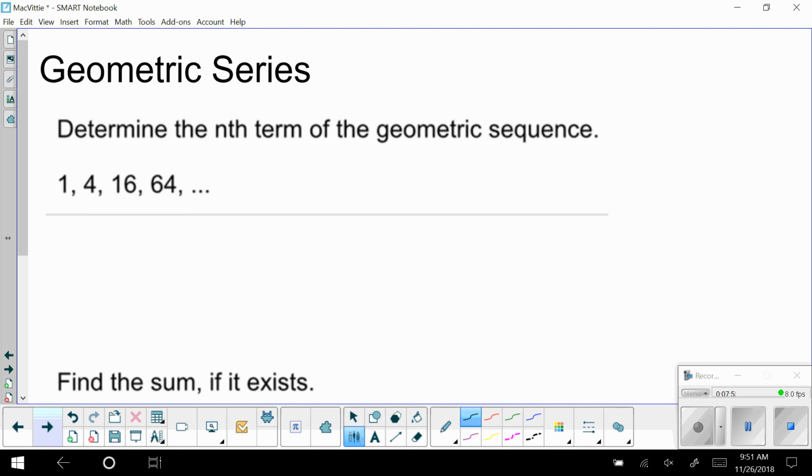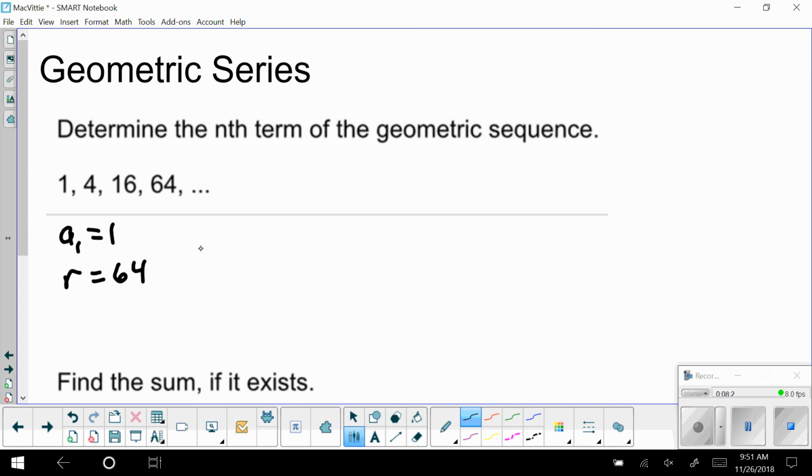In terms of geometric series, one that was there was finding the nth term of the geometric sequence, and they told you it was geometric. So what we need there is we need to know that our first term is 1, and then I need to figure out what am I multiplying each term by to get to the next. I see, well, 1 times 4 gives me 4, 4 times 4 gives me 16, 16 times 4 does give me 64. So my common ratio is 4.